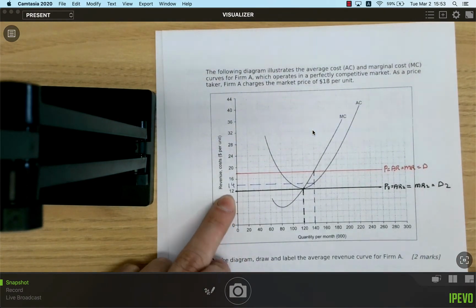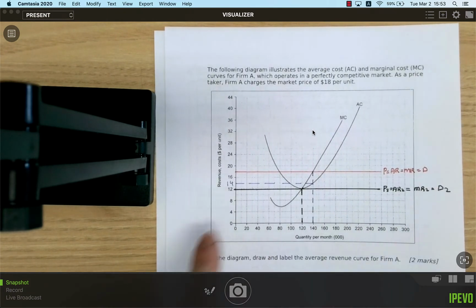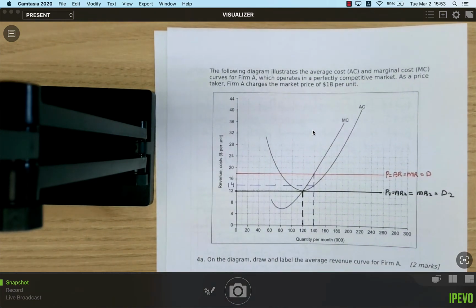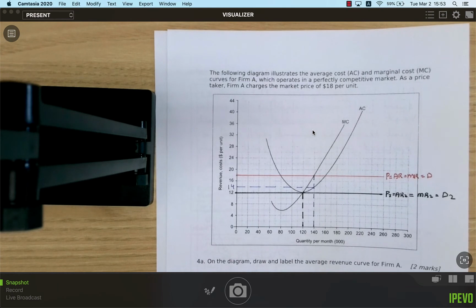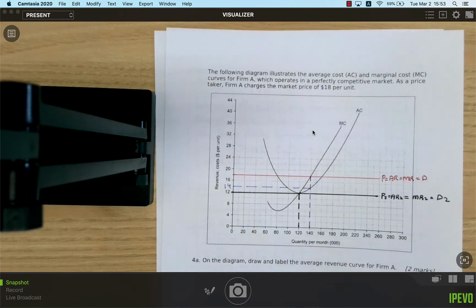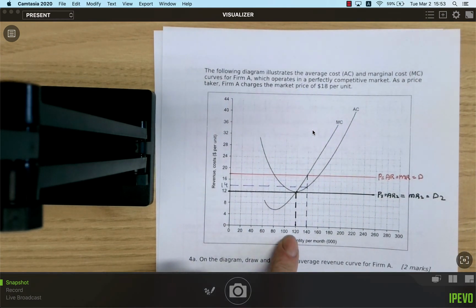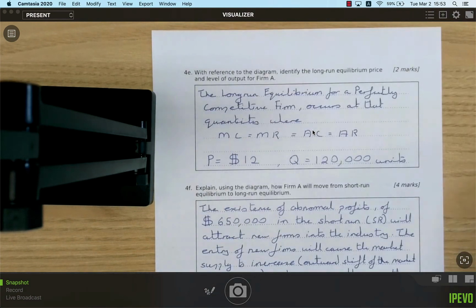Firms will stop entering because they're only earning normal profit, okay, which means they're earning the amount that they could earn in their next best alternative employment, and they're making 120,000 units. Okay, so the long run equilibrium for a perfectly competitive firm occurs at the quantity where MC equals MR equals AC equals AR.